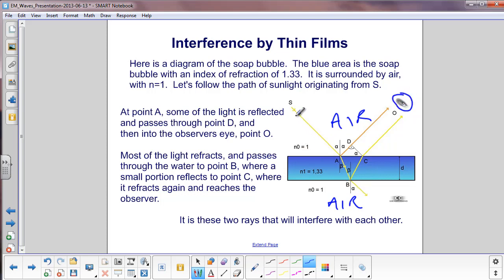So what we have is some light bounces off the front surface, partially reflected, and comes over here so the observer can see it. Most of the light goes through the surface. You refract over here because you have a different index of refraction. It then partially reflects off this back surface, comes up, refracts one more time, and reaches the observer's eyes. It's these two rays here, the partially reflected light from the front surface and the partially reflected light from the second surface, that will interfere with each other.